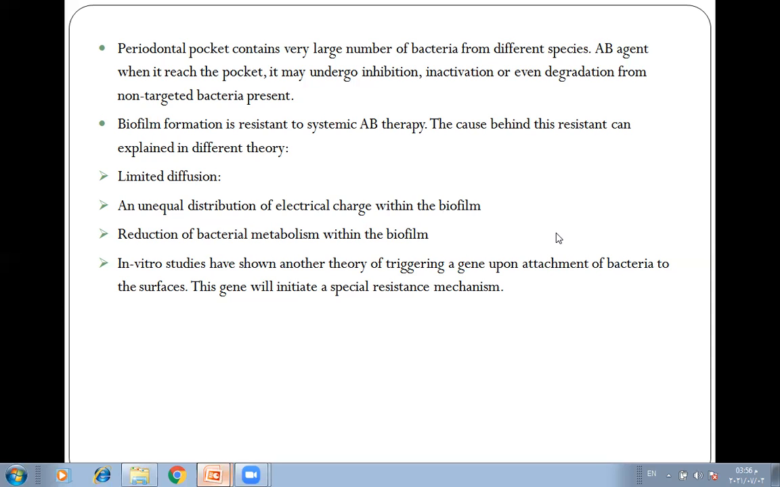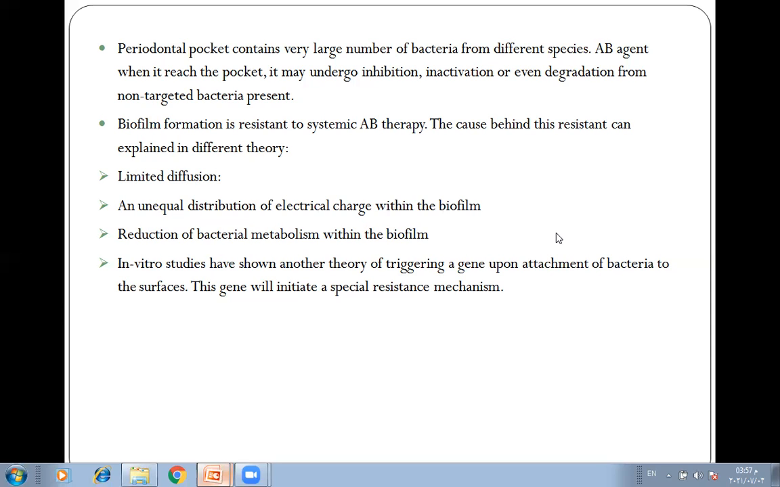Secondly, the second theory is the unequal distribution of electrical charge. There are different electric charges along the biofilm, and these differences in electric charge might inhibit the transfer or entrance of the antibiotic agent to special areas within the biofilm.